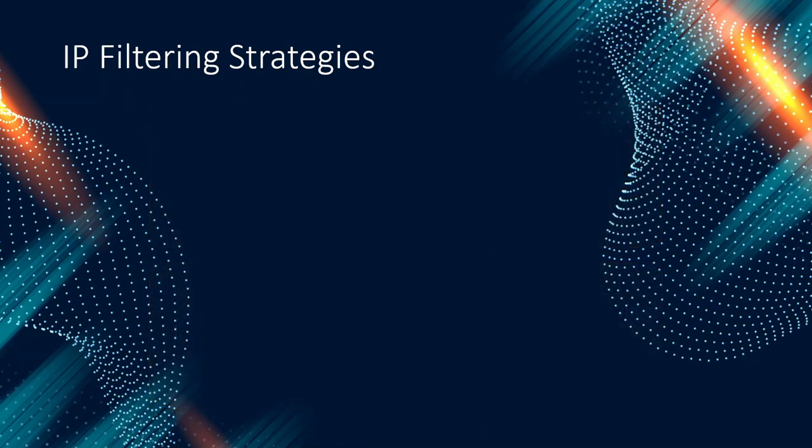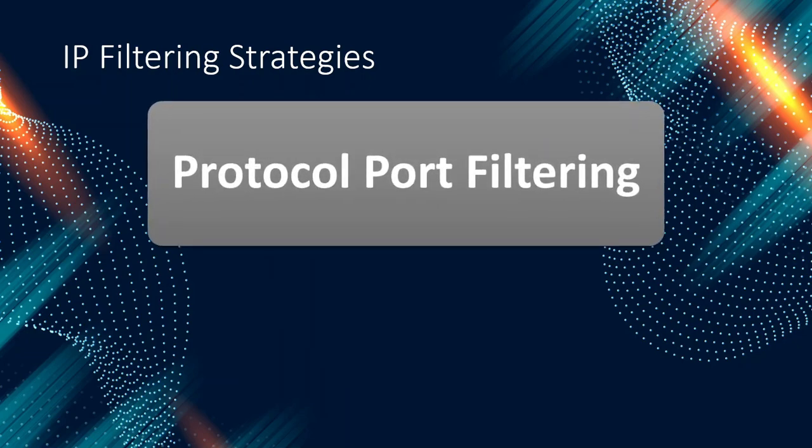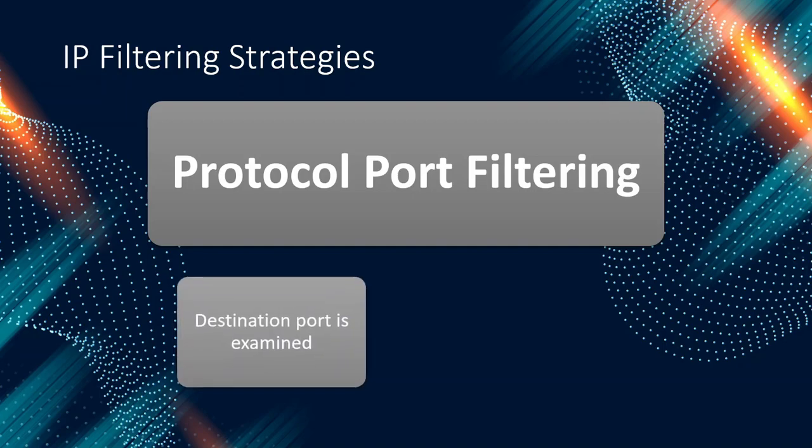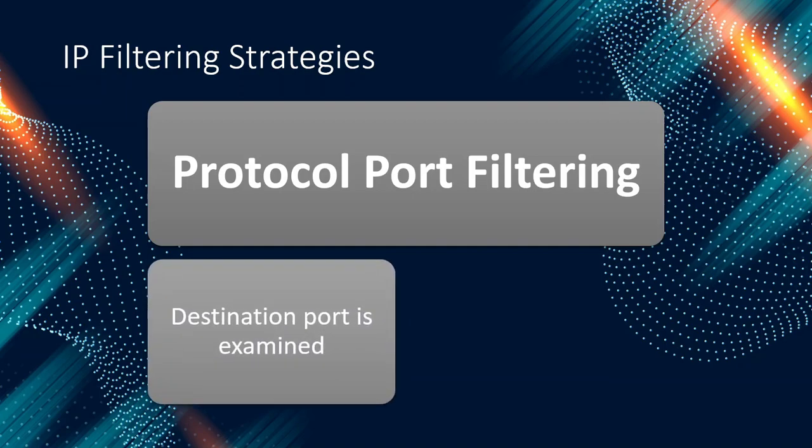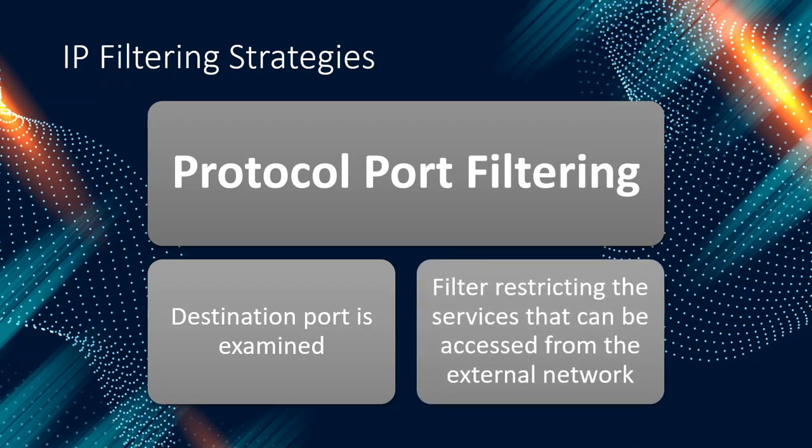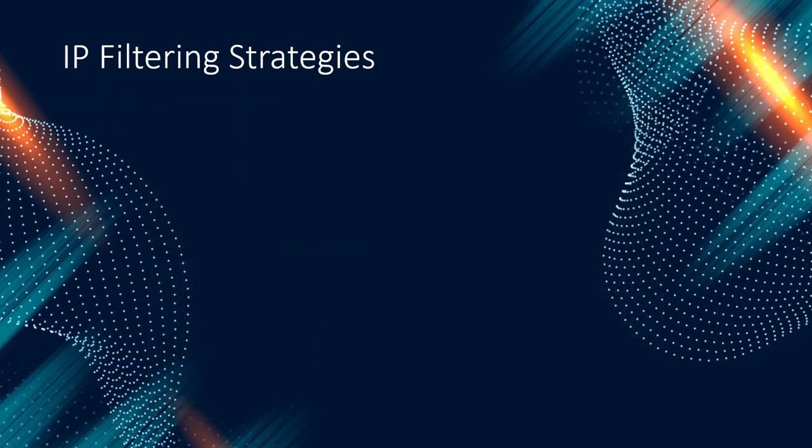Next one is protocol port filtering. In this schema, the destination port is examined to decide which destination ports can be accessed from the external network by applying a restricting filter. For example, any of the TCP/IP services like SMTP, FTP, Telnet, Login, Shell, etc. can be denied from external access. We can simply select a port and ask it to not send or receive data.